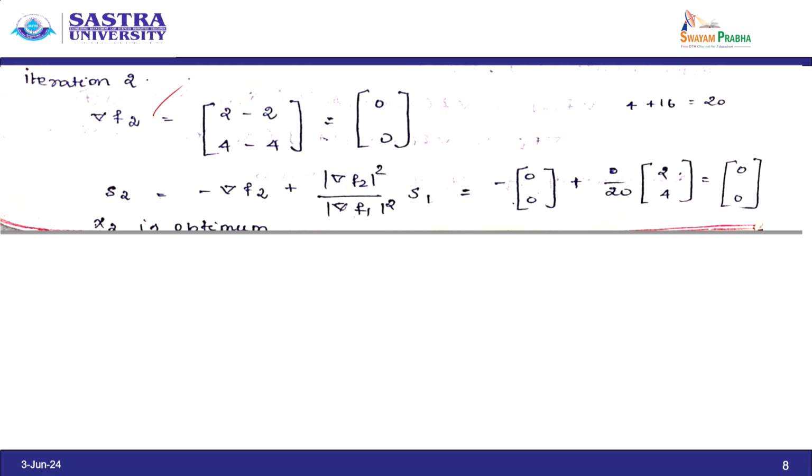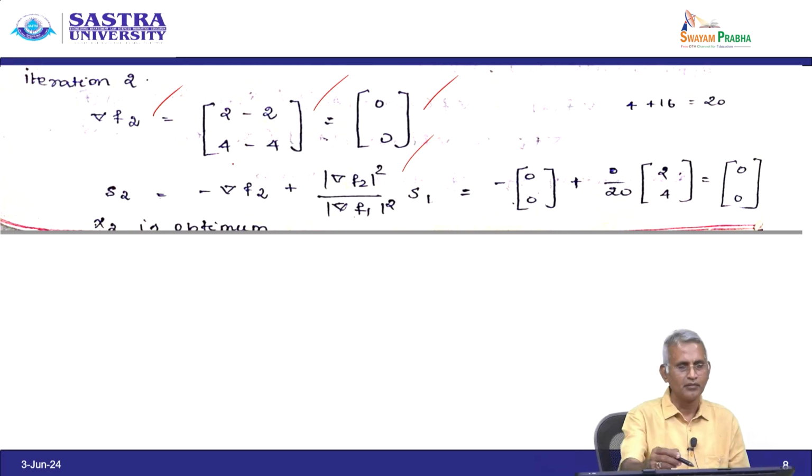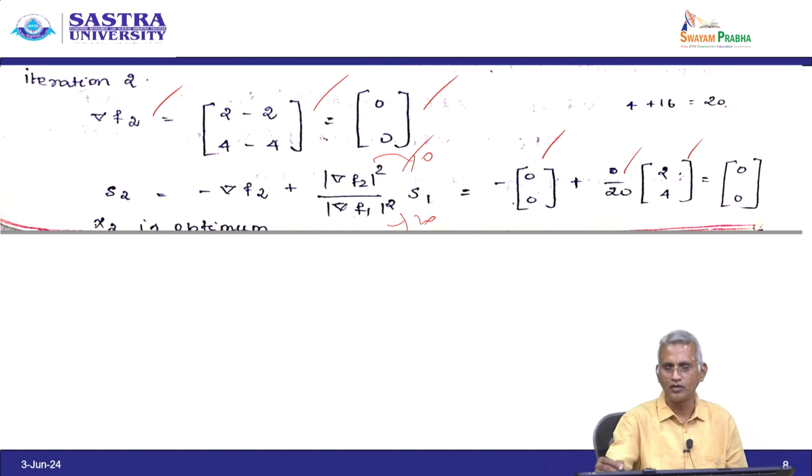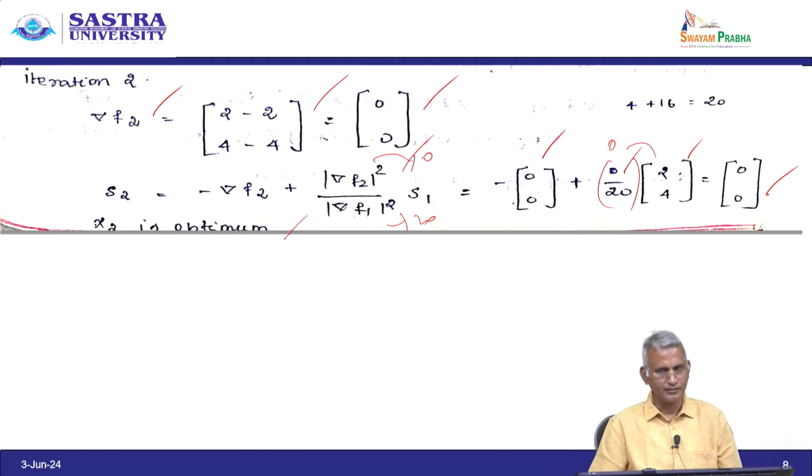So, del f2 equal to (dou f2 by dou x1, dou f2 by dou x2), we have (0, 0). Now, S2 equal to minus del f2 plus modulus of del f2 square by modulus of del f1 square into S1. Del f2 is 0, therefore minus of (0, 0), and this value is 0 and this value is 20, so 0 by 20, and S1 is (2, 4). Simplify, 0 into anything is 0, net value is 0, therefore x2 reached optimum.